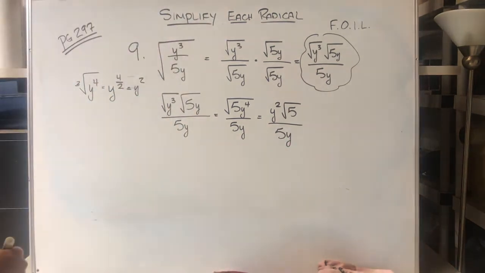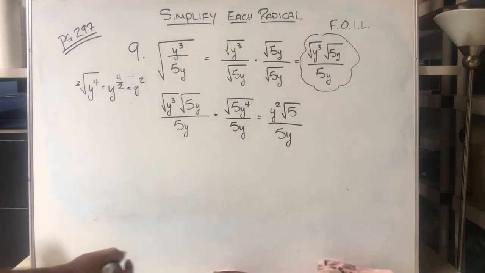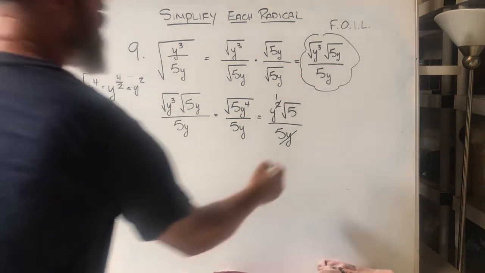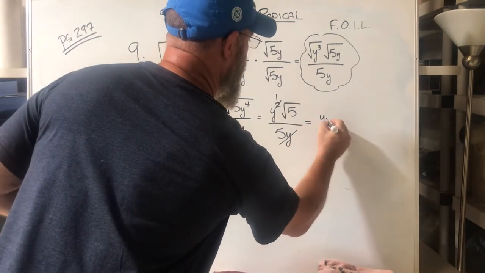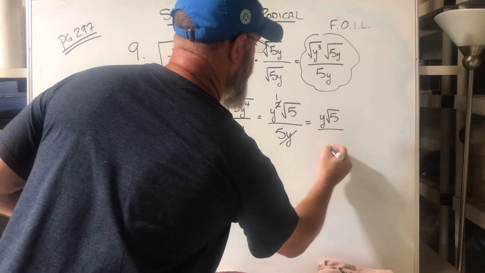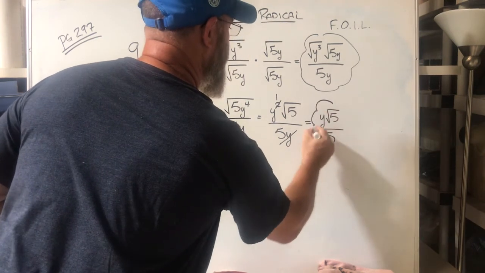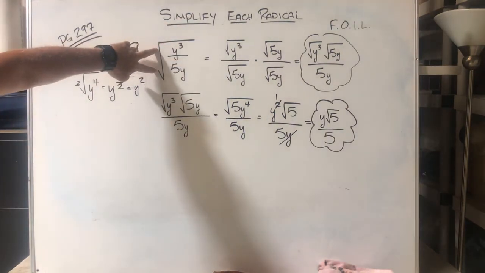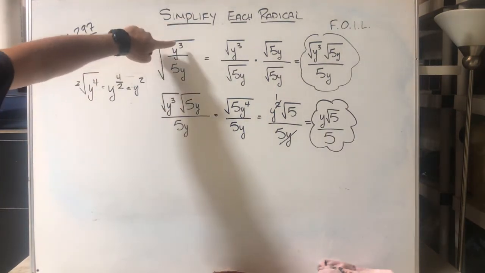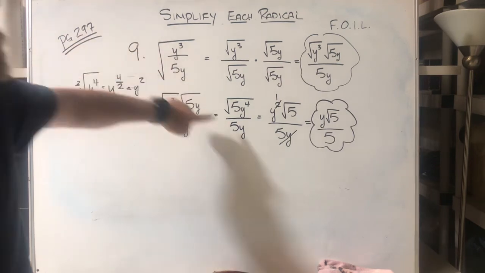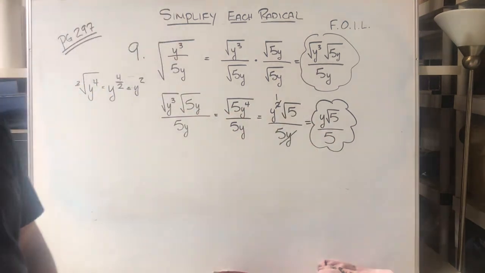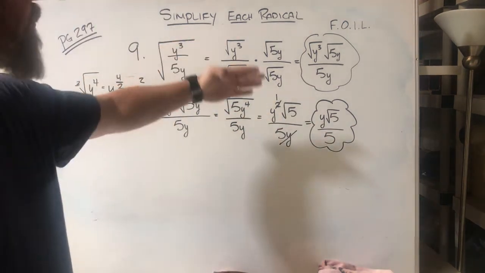Well, can I simplify it anymore? I sure can, because I've got a y here and I've got a y squared here. So I can take that y out and this just turns into a 1. So now the final answer would be y times the square root of 5 over 5. And that is your simplified answer of this radical. Okay? So the square root of y cubed over 5y is the same thing as y times the square root of 5 over 5. Okay? And that's the progression. All right?